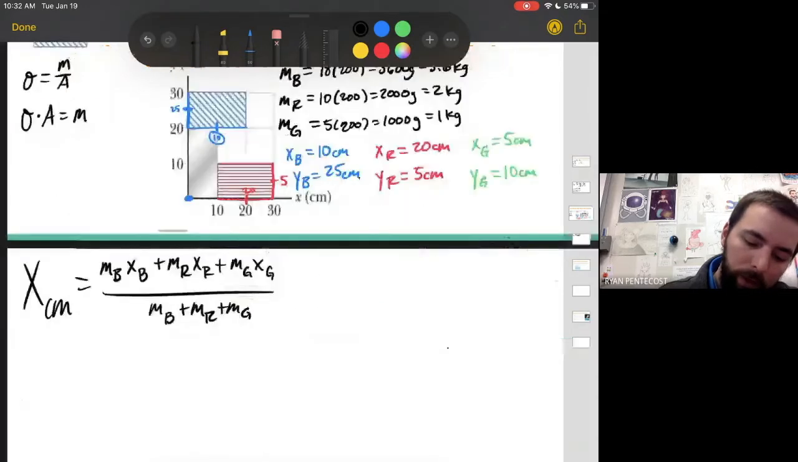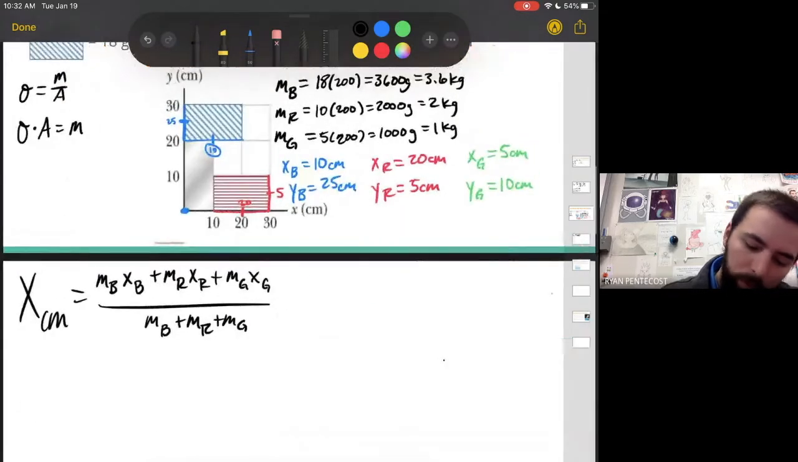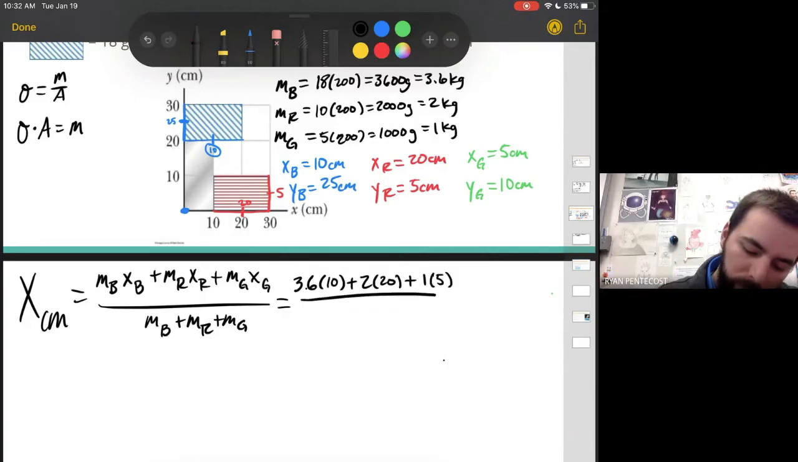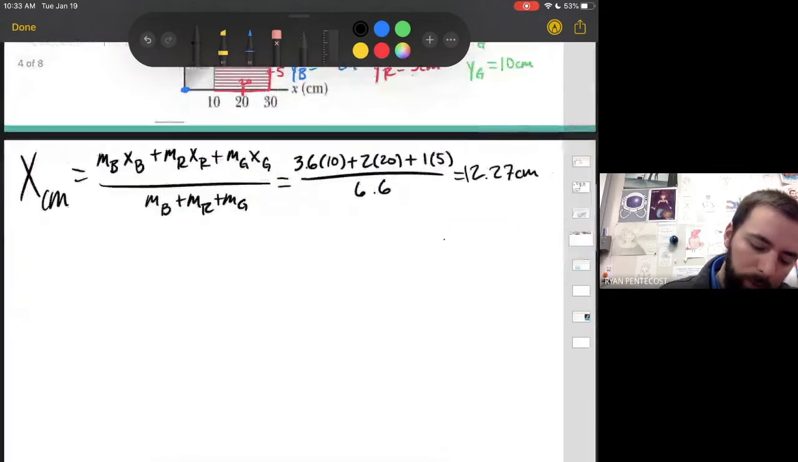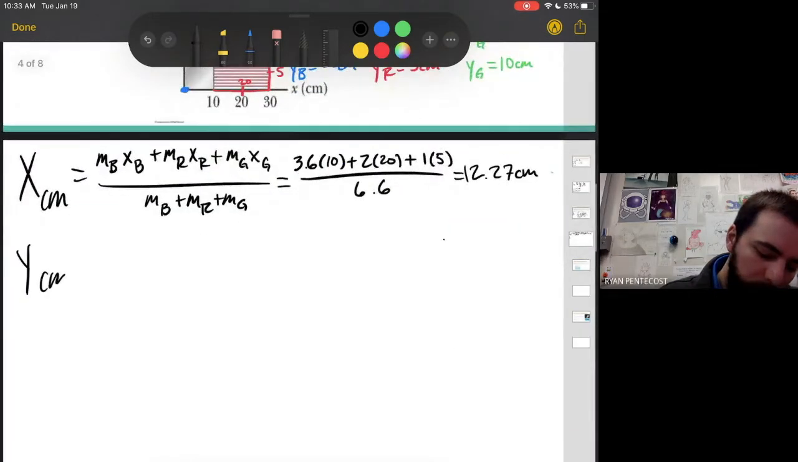Now all we need to do is take those numbers and plug them in. We've got 3.6 times 10 plus 2 times 20 plus 1 times 5, all divided by 3.6 plus 2 plus 1, so divided by 6.6 kilograms. And that will give you about 12.27 centimeters.